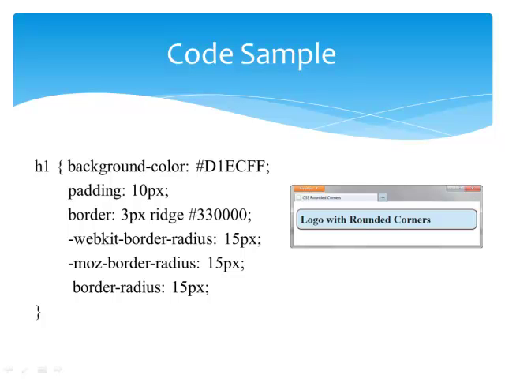This code sample configures an h1 selector with a light blue background color, 10 pixels of padding, a 3-pixel ridge dark border, and rounded corners with the value of border-radius set to 15 pixels. Note that the browser proprietary properties are listed before the W3C syntax.